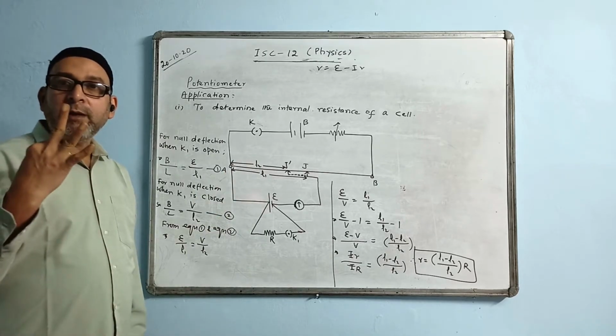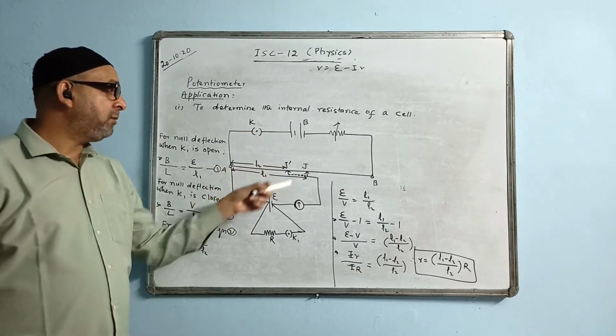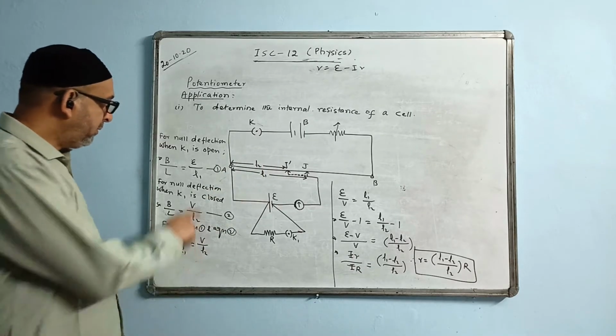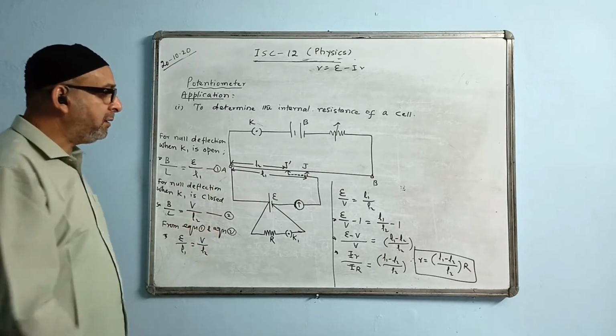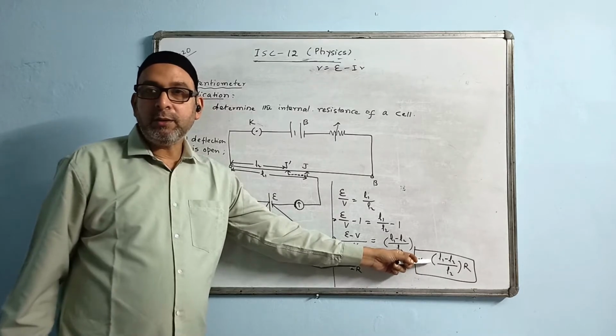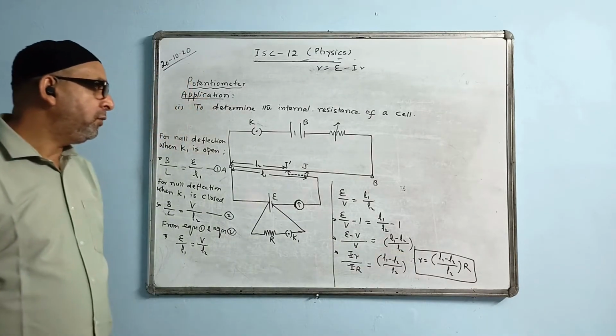The question will carry 3 marks most probably. 1 mark on the diagram. Second mark will come on writing these two equations. And the third mark will come on deriving this equation. At the end you come to this, then you get the full 3 marks.